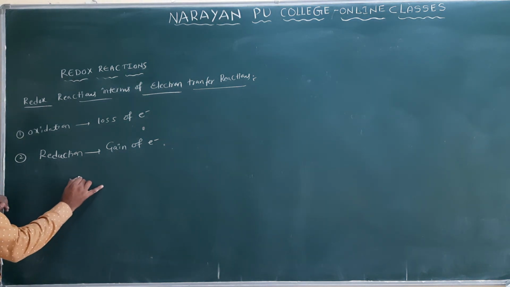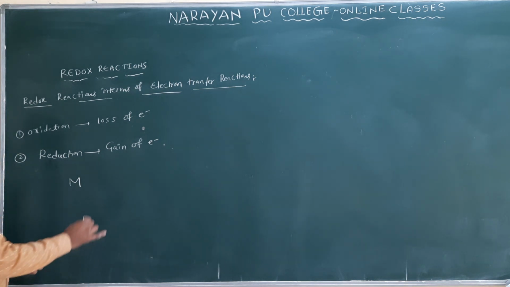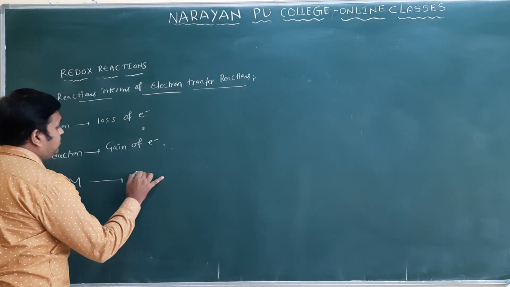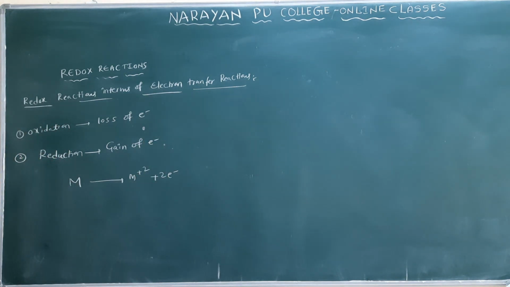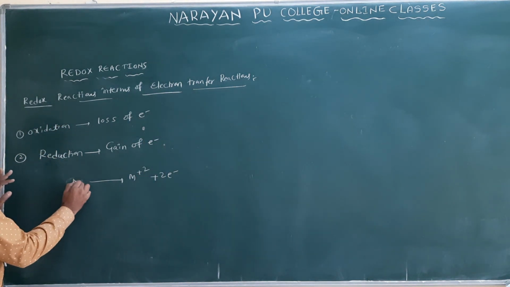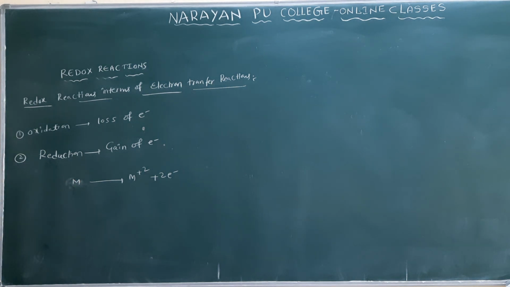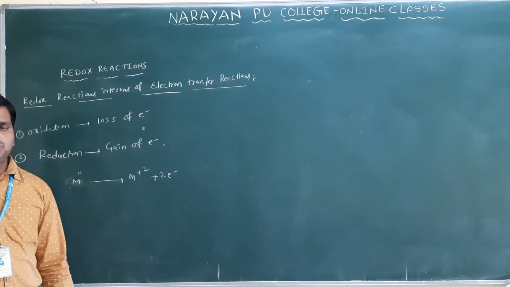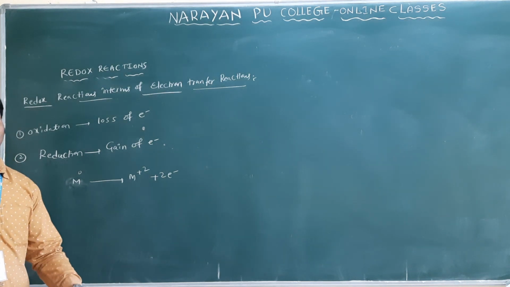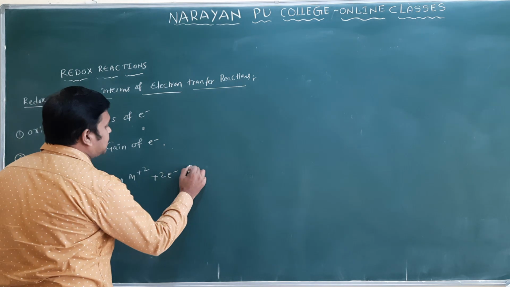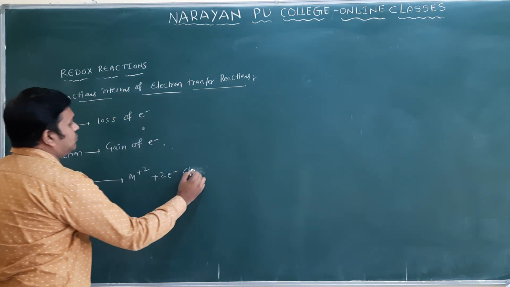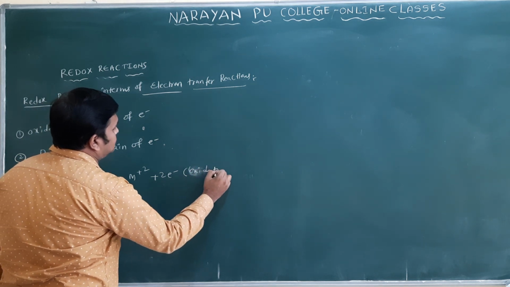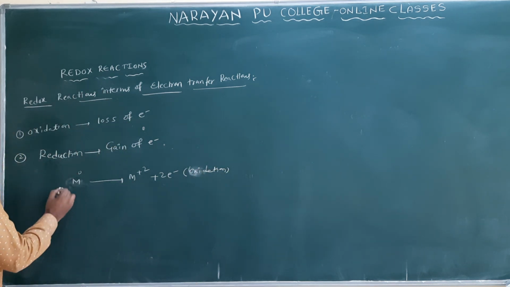Let us take M as a metal. M is converted into M+2 by loss of 2 electrons only. M is a metal in the pure state, and pure state means the oxidation number is 0. M is converted into M+2 by loss of how many electrons? 2 electrons only. Loss of electrons we call oxidation only.